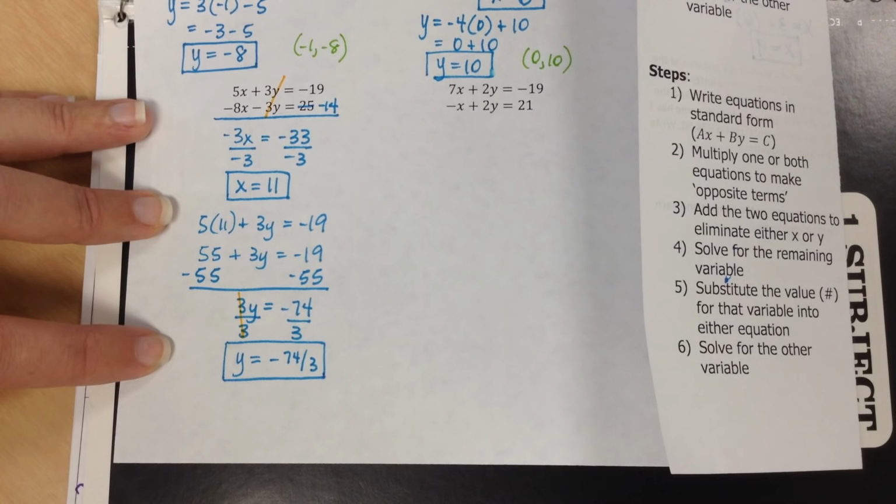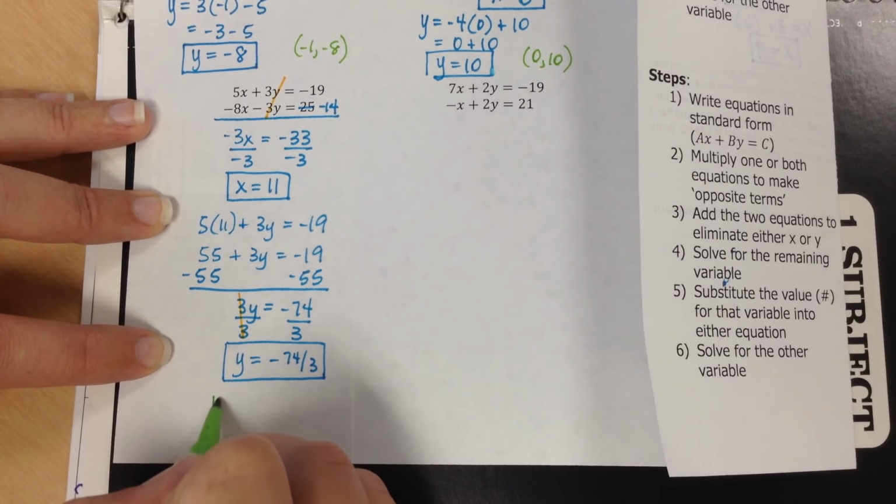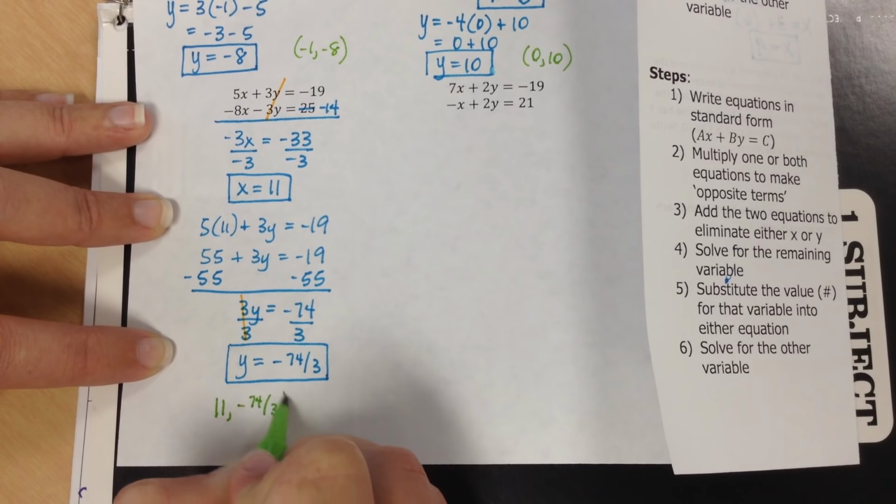Now remember, we write our final answers in point form. So we have x, which is 11, and y, which is negative 74 over 3.